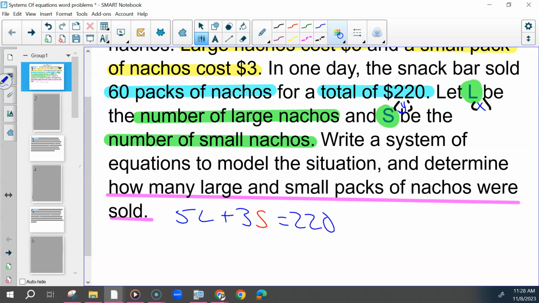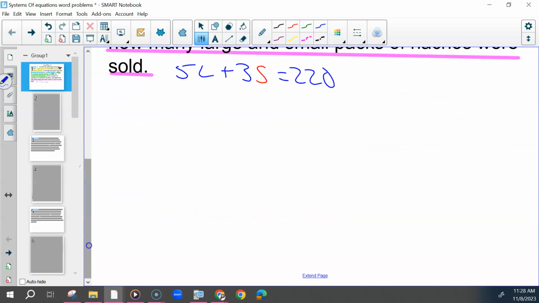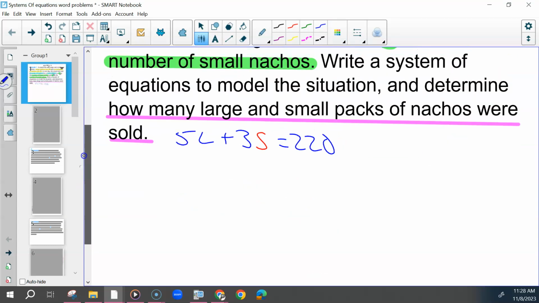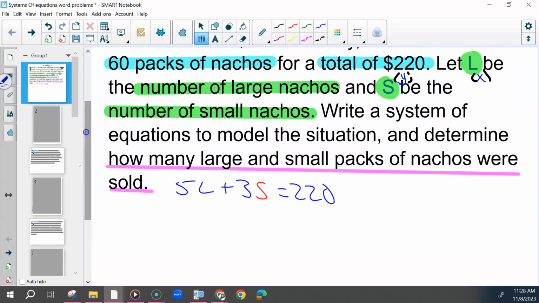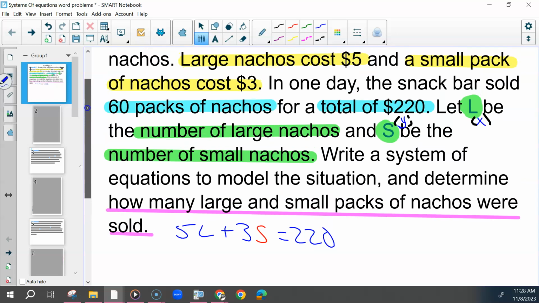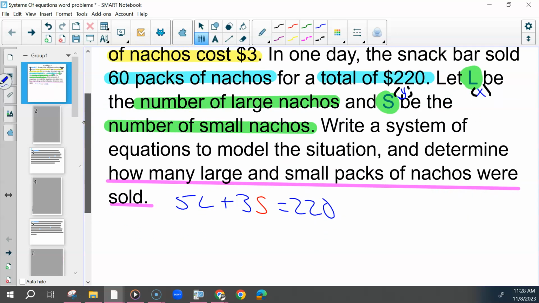Now, this is one of our equations. We're dealing with systems, so we need another. So we've used almost all the numbers that we've highlighted. We use the variables, we use the 220, we use the 3, we use the 5. But now we have this other number, this 60. That's going to be what this equals, the second equation.